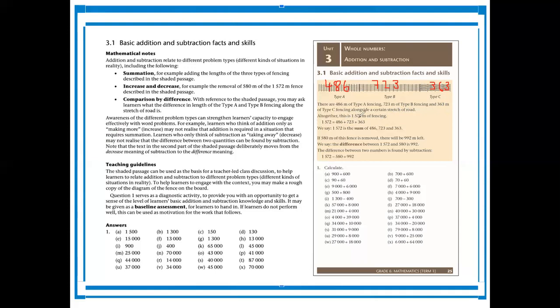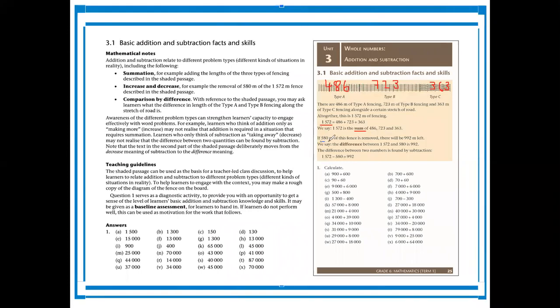Altogether, this is 1,572 meters of fencing. And how we get that is we add all of these together. So if we add these, we'll get the total length of the fence, and that will give us an answer of 1,572. And then we can say that 1,572 is the sum of 486, 723, and 363. If 580 meters of this fence is removed, okay, let me just erase this quickly. These addition signs, plus signs, okay.